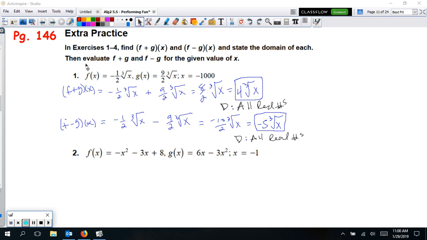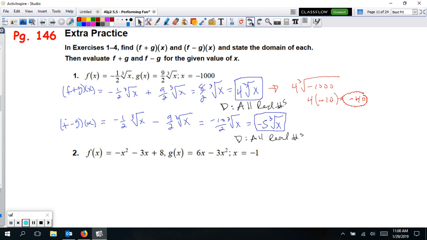Okay, now the next thing says to evaluate. We're going to use these numbers here, the negative 1,000. We're going to plug that in for x in both of these and just evaluate that. So for the top one here, the f plus g, that will end up being 4 times the cube root of negative 1,000. So we're just replacing the x with negative 1,000 here. And the cube root of negative 1,000, we should know that. That's a perfect cube. That'd be negative 10. So this is really going to be 4 times negative 10, which the result would be negative 40.